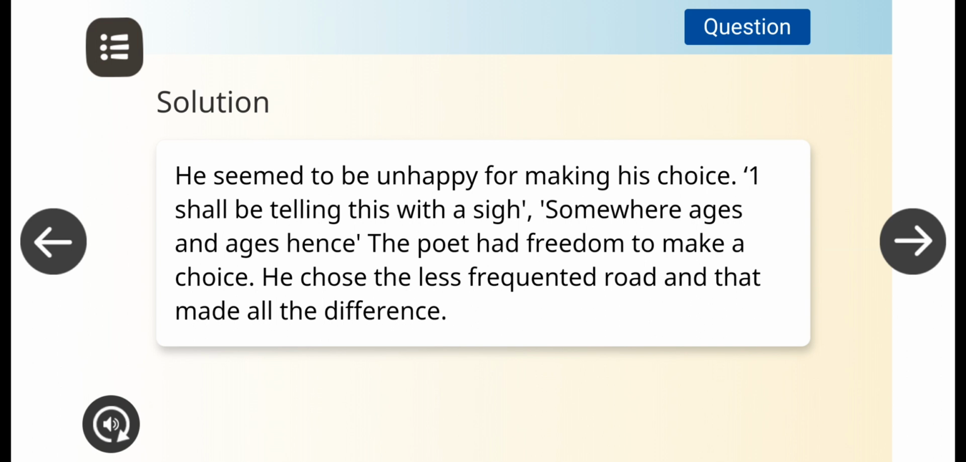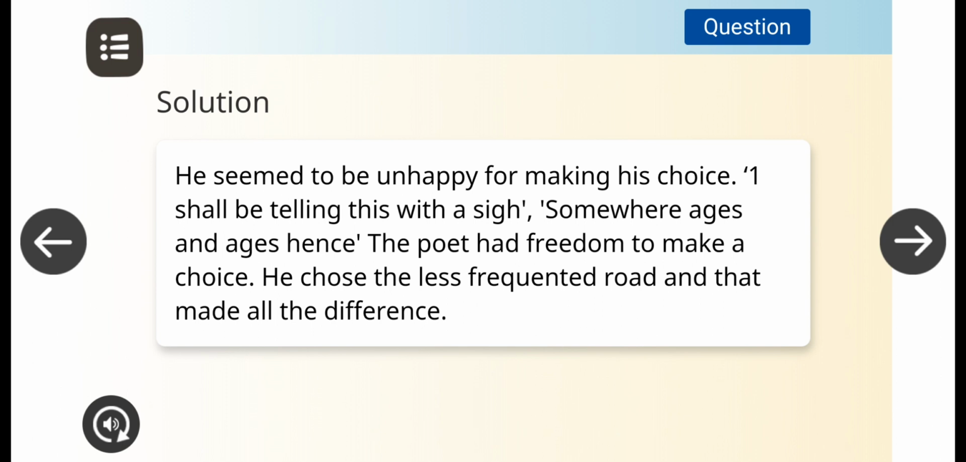He seemed to be unhappy for making his choice. Sadly, the poet seems to be unhappy. Why? Because, number one, he shall be telling this with a sigh. In the poem, there is this line: I shall be telling this with a sigh. Sigh is a gesture for sadness and dissatisfaction.